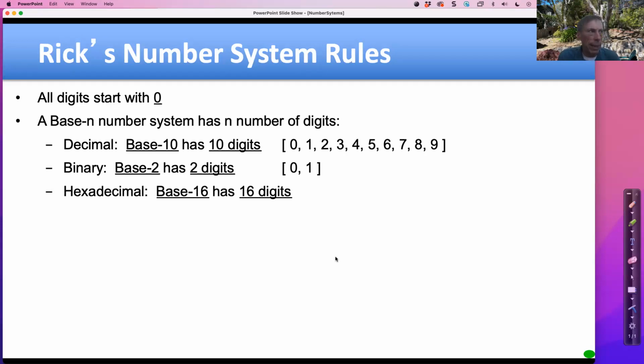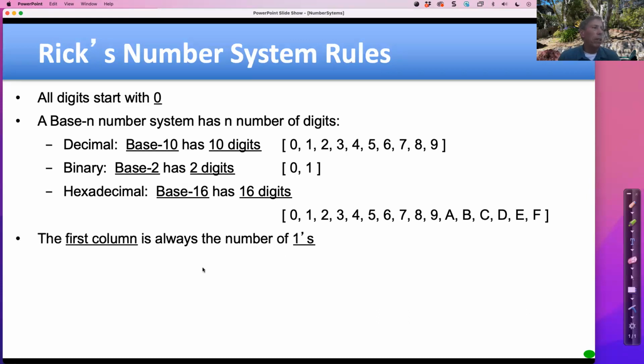Hexadecimal, base 16. Okay, base 16, same thing, 16 digits. We'll learn later what those digits are, I'll show you right now what those digits are. Again, the first digit starts with 0. 16 digits. Our first 10 digits are 0 through 9. And our last 6 digits, we just use the alphabet. I'll talk more about that later. And I'll talk more later why we use hexadecimal. It's actually very useful.